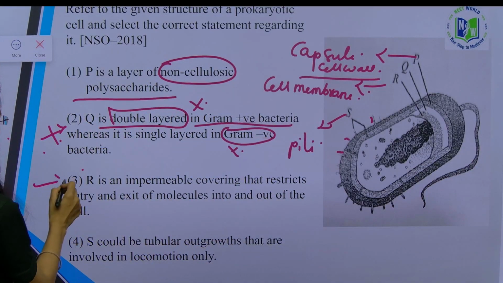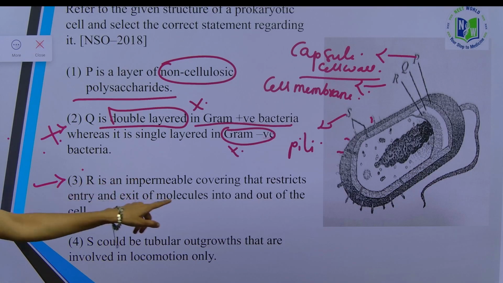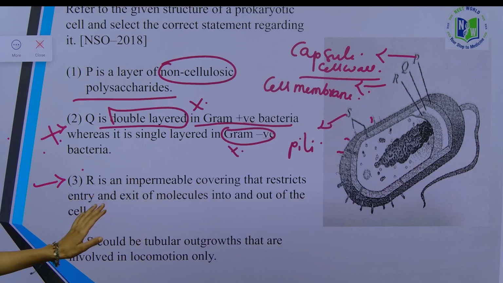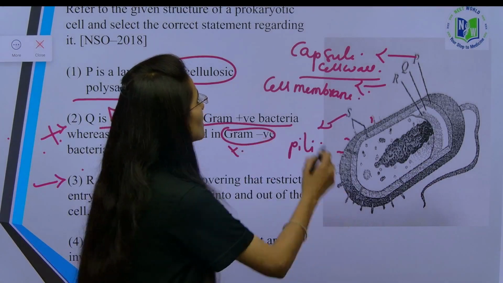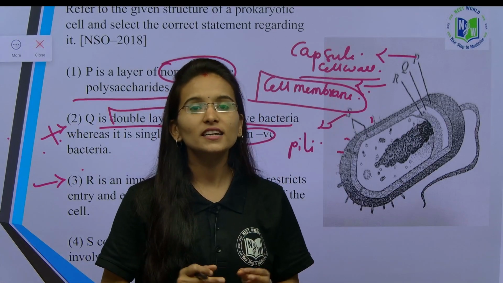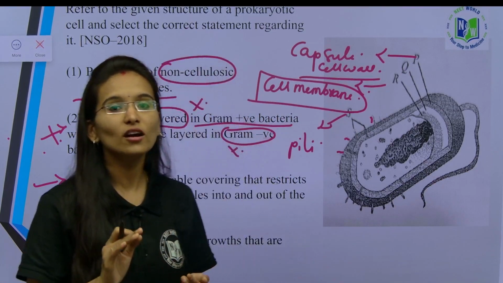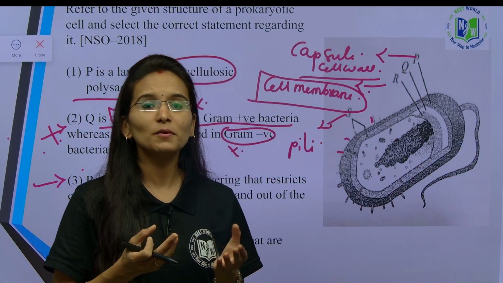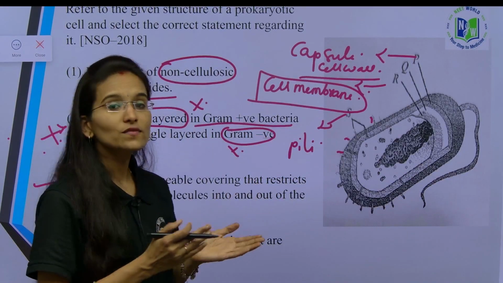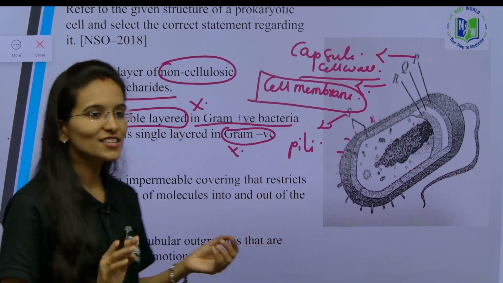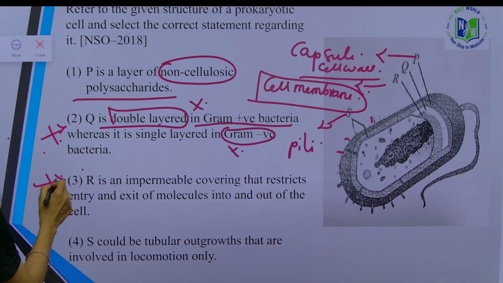And next, coming towards option 3, R is an impermeable covering that restricts entry and exit of molecules into and out of the cell. What is R here? Cell membrane, which is also called plasma membrane. It is semi-permeable, but it is not impermeable. It is selectively semi-permeable, only to the transport of some molecules and ions, but it is not impermeable in nature. So this is the wrong option.